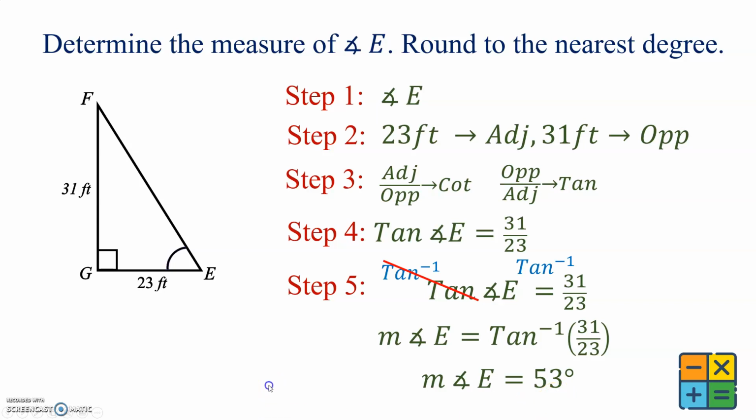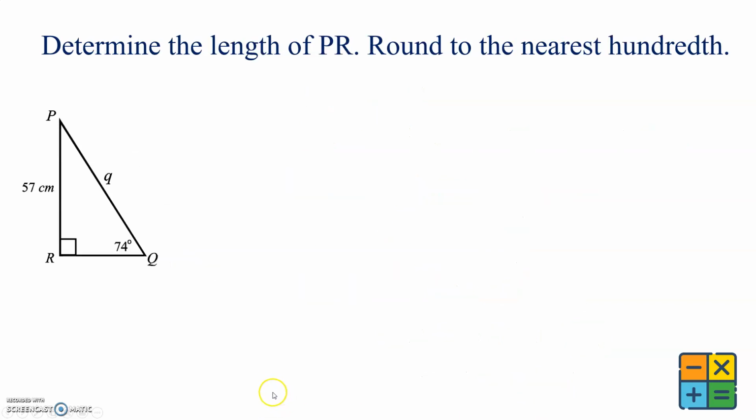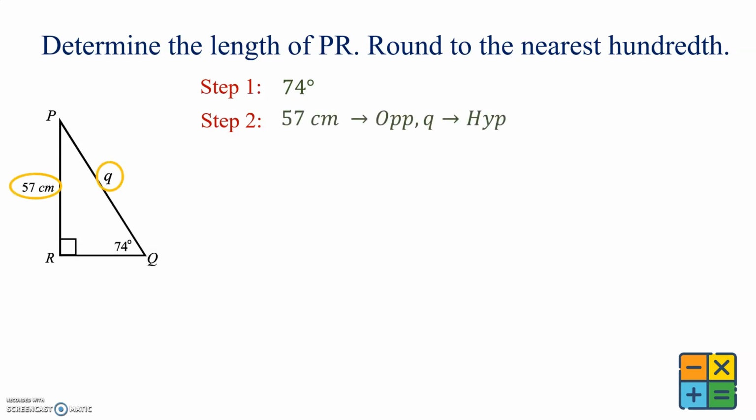Couple more examples. All right, determine the length of PR. Round to the nearest hundredth. Well, step 1, let's name the acute angle reference. The acute angle is our 74 degrees. Step 2 says let's name the sides referenced by the acute angle. Here we're working with the 57 centimeters and the Q. The 57 centimeters is the opposite side, while the Q is the hypotenuse.